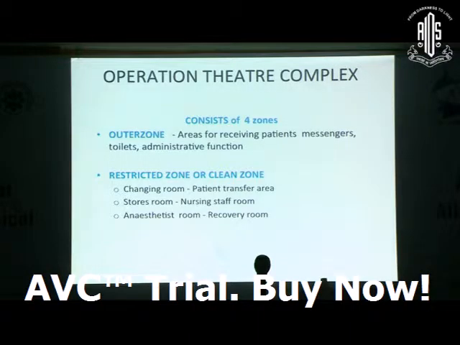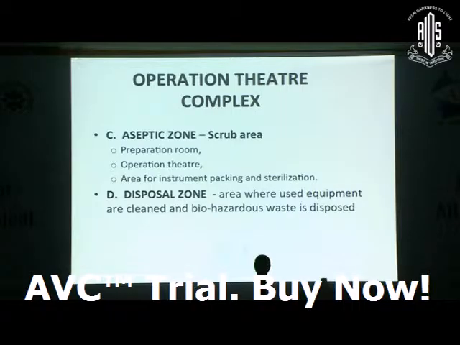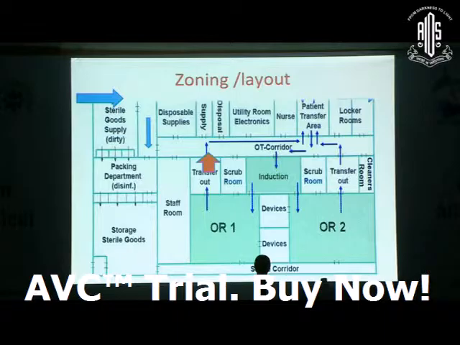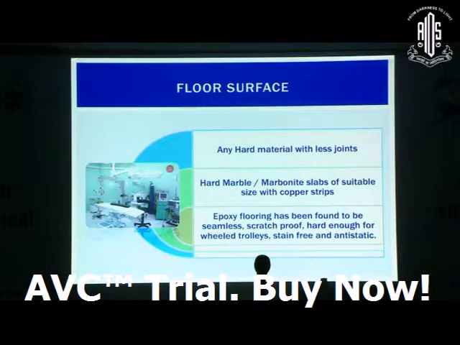Ideal zoning is to have 4 zones: the outer zone, the restricted or clean zone, then the aseptic zone and the disposal zone. This is a major area of non-conformance in many eye hospitals because of the mixing of the layout and the zones. Ideally there should be 4 well-defined zones, whether it's a single theatre or a twin theatre like this. You can have any floor surface, but it should be hard with fewer joints. Hard marble or marbonite is enough.